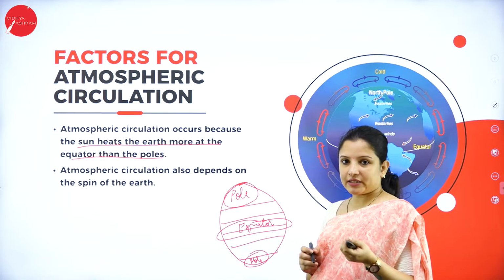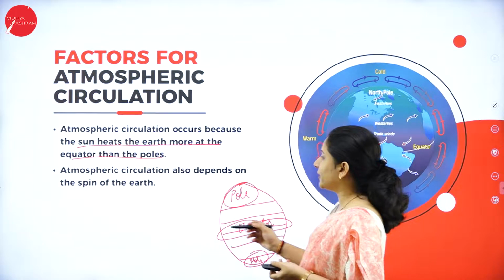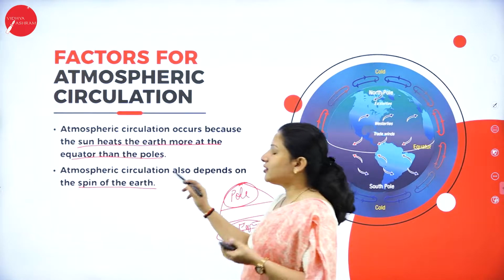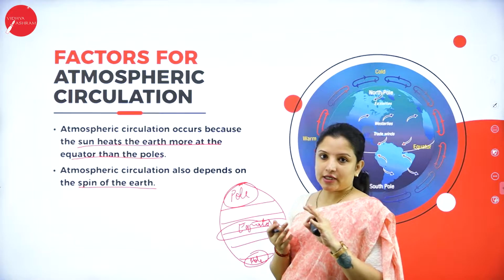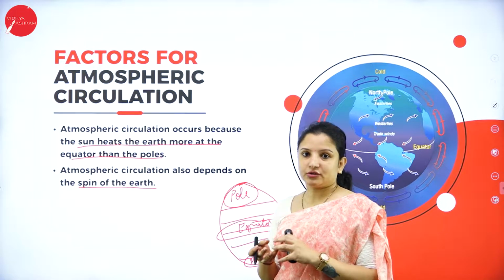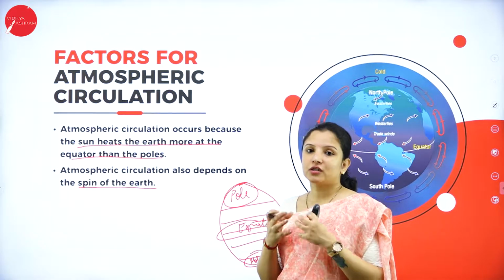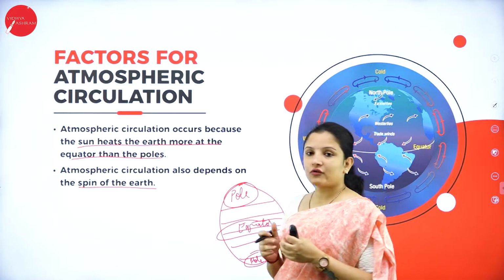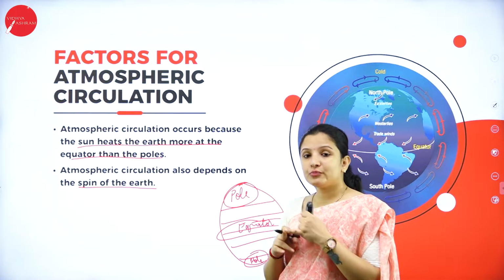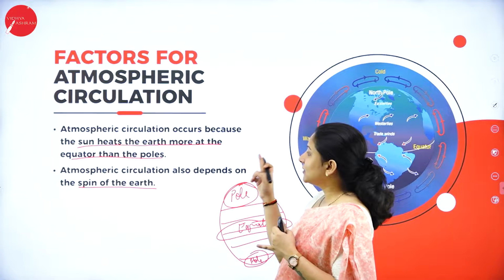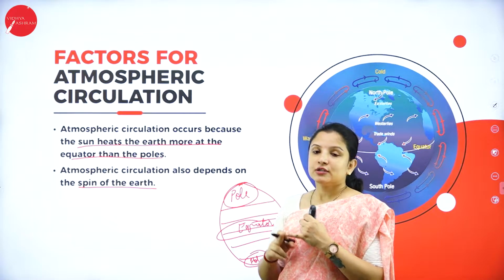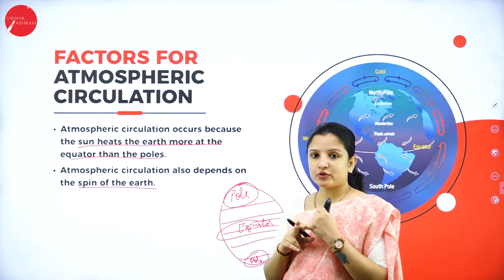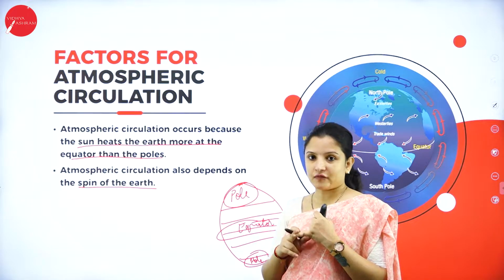And atmospheric circulation also depends on the spin of the earth. So how the earth is rotating, what is the speed of the earth's rotation? Based on the spin of the earth also, the circulation of the air depends. So two important factors: one is the sun, the heating of the sun. One reason for atmospheric circulation is the heating of the sun.